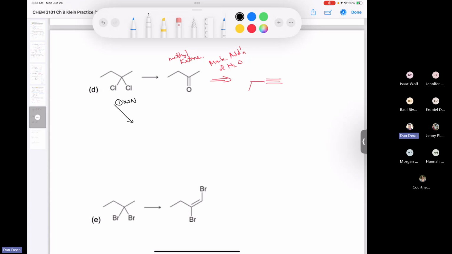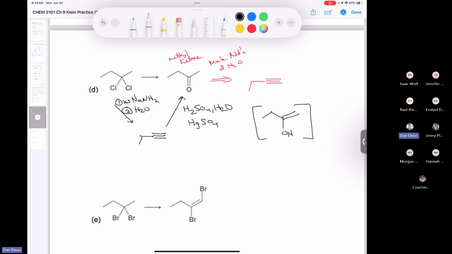And so to make that terminal alkyne, all I have to do is take this geminal dichloride and treat it with excess sodium amide. Not amide, that's not a thing. Followed by water, that's going to give me the 1-butyne, and then all I have to do is a Markovnikov addition here. So I'm going to do sulfuric acid and water and mercury 2 sulfate like this. And of course, that's going to give me this enol. I'm sure you don't need my help with that, but anyhow, that enol is going to be unstable. It's going to tautomerize to give me the ketone.